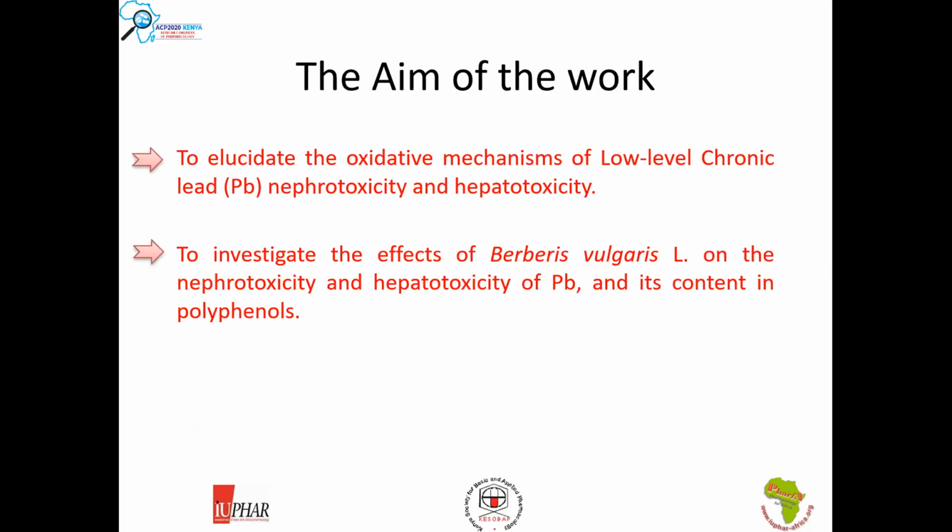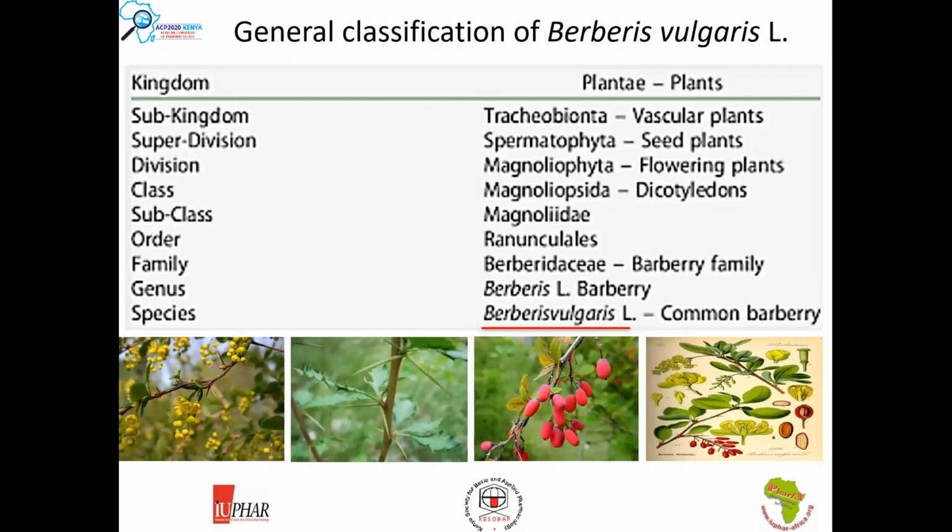So the aim of our work was to elucidate the oxidative mechanisms of low-level chronic lead nephrotoxicity and hepatotoxicity, to investigate the effect of Berberis vulgaris L, BV, on this nephrotoxicity and hepatotoxicity, and to do chemical screening of polyphenol contents in BV. Berberis belongs to the Berberidaceae family, the common barberry, and the part used in our study was the stem bark of the plant.